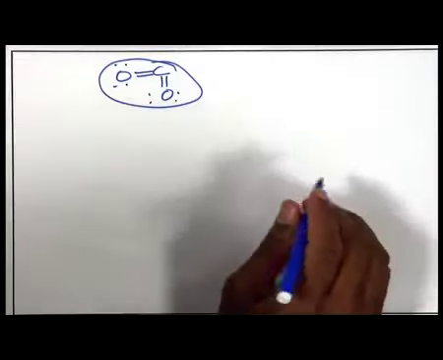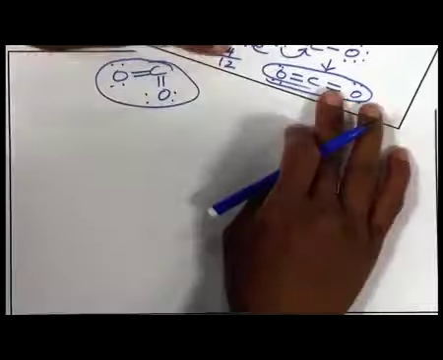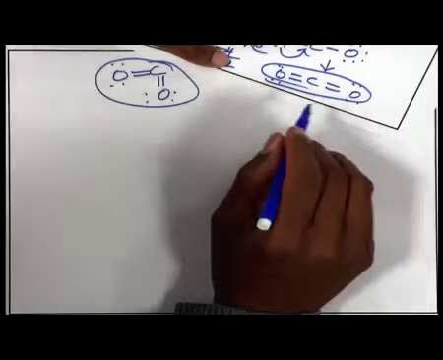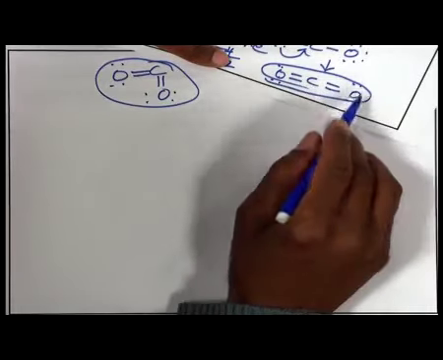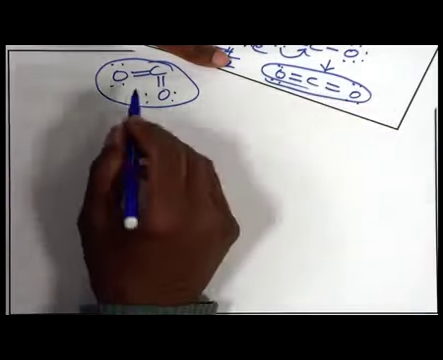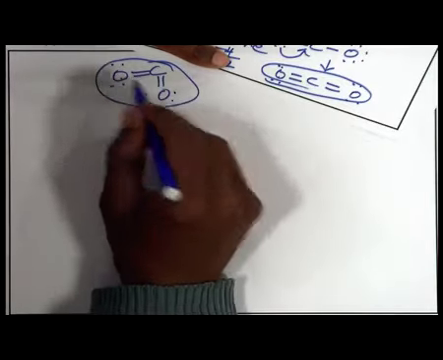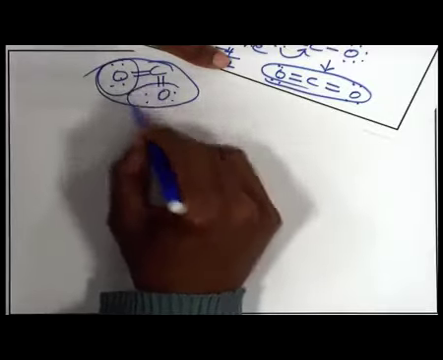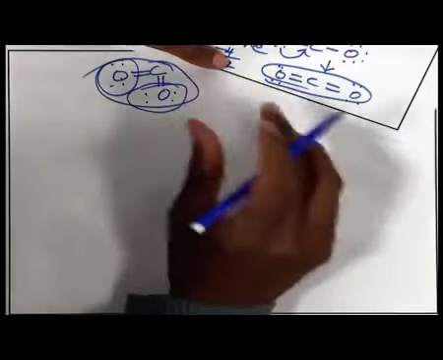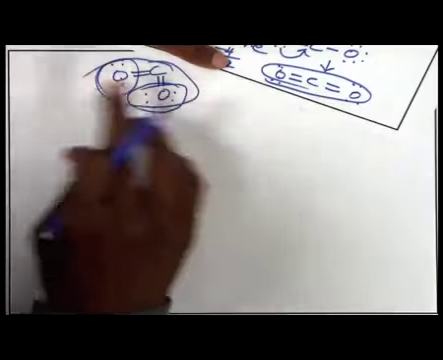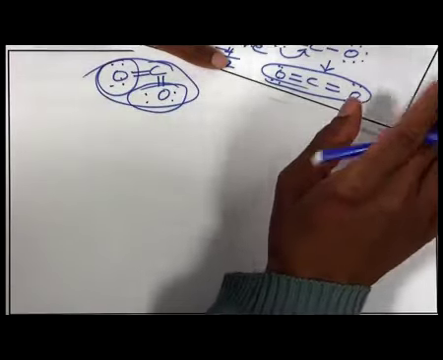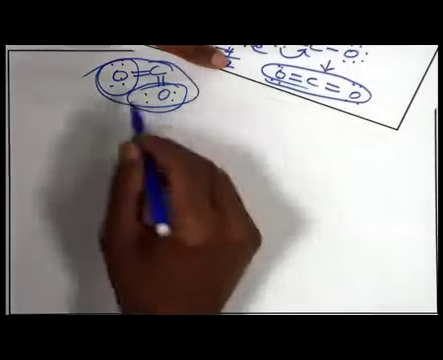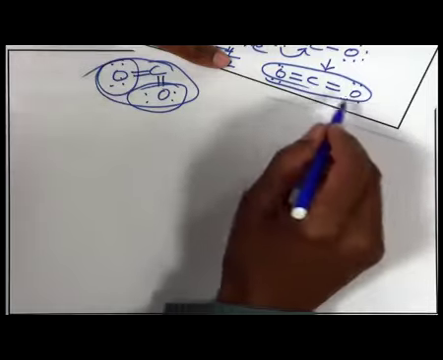But what is the shape? As you can see, in this structure, the two atoms are occupying positions at 180 degrees. They are far away from each other. But in this case, the angle between the two oxygen atoms is 90 degrees. Because this is one region of electron density, and this is one region of electron density, electrons repel each other. They don't like to be closer to each other; they like to be as far away from each other as possible. So the correct structure for carbon dioxide is a linear structure.